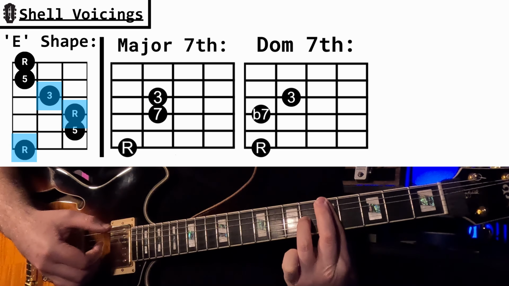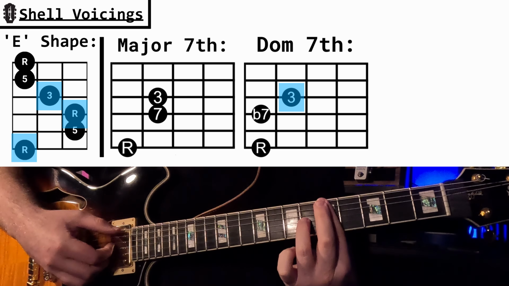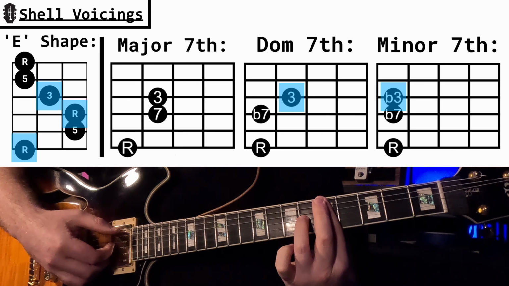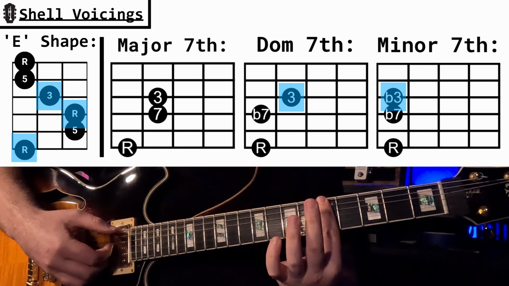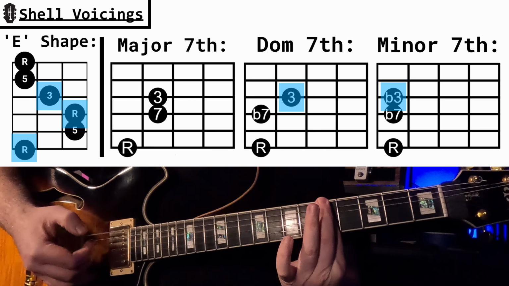Cool. Alright, so let's find the minor form. For that, the third needs to lower 1/2 step. So that is my 6th fret on the G string needs to lower 1/2 step. And now my index finger is barring all of those, and it sounds like this.